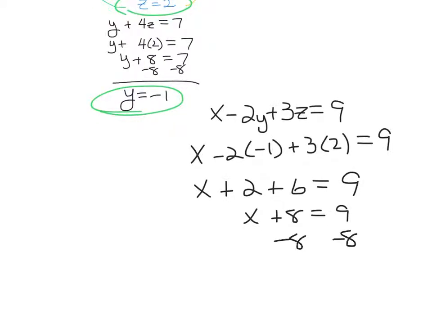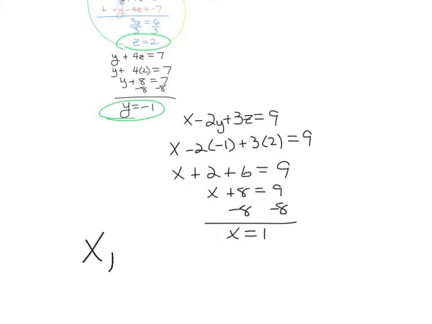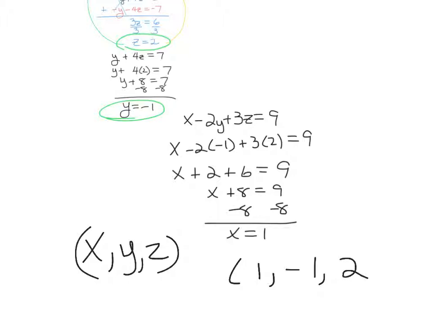Subtract the 8, and x equals 1. So my ordered triple here, in A, B, C order, X, Y, Z, is going to be 1 for X, -1 for Y, and 2 for Z. So that would be the ordered triple.